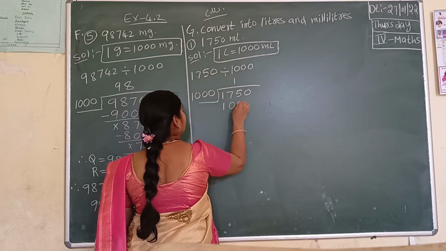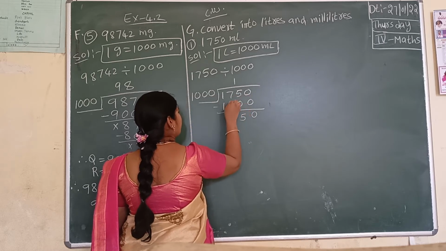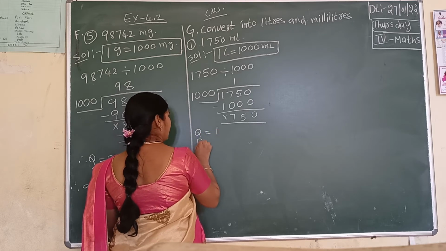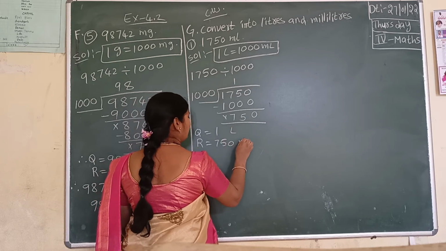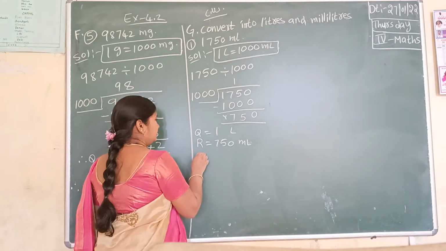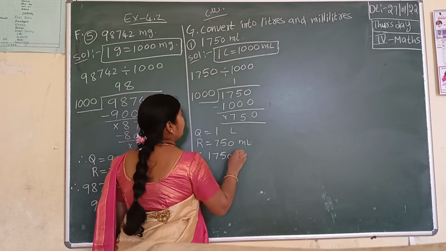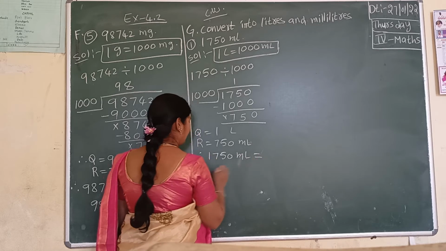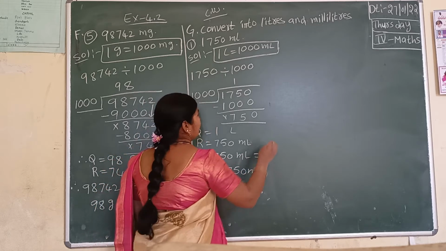1000 ones are 1000. 0 minus 0 is 0, 5 minus 0 is 5, 7 minus 0 is 7. What is the quotient number? 1. Remainder 750. Quotient becomes liter, 750 becomes milliliters. Now write down. Therefore, 1750 milliliters equal to 1 liter and 750 milliliters.